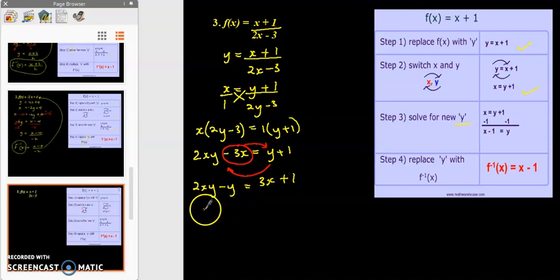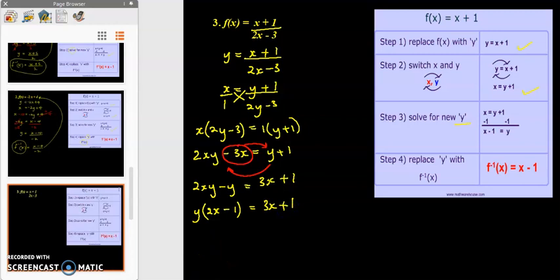Moving to the next step, you need to factor out the y. So we need to factorize this. So we have y outside 2x, because 2x multiplied by y will give you back 2xy, minus 1, because y times 1 will give you back y, equal 3x plus 1.